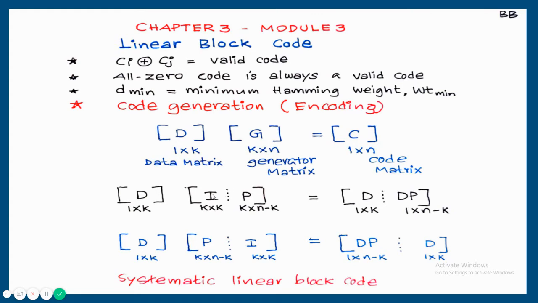If I is on the left-hand side, the leftmost k bits are data bits. If I is on the right-hand side, the rightmost k bits are data bits. And the remaining bits are parity bits. That is why I have written P. This portion of the generator matrix is going to generate parity bits. So the multiplication will be D into I, which is D. The same data bits will come first. D multiplied by P, that product will be the parity bits. That is D into P, the parity bits.